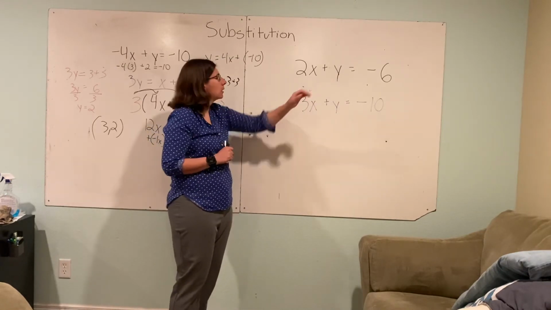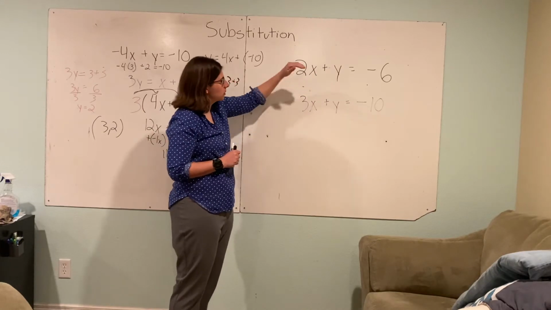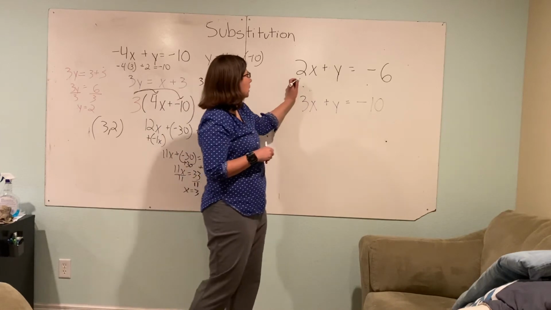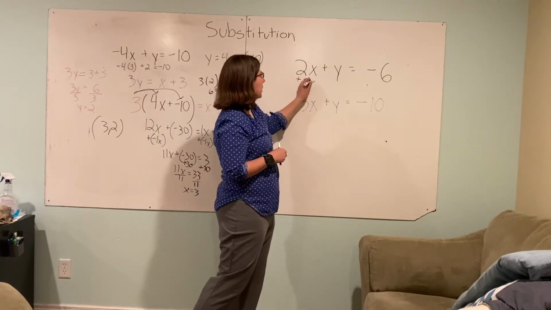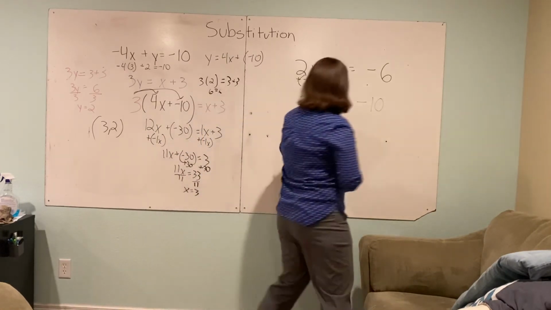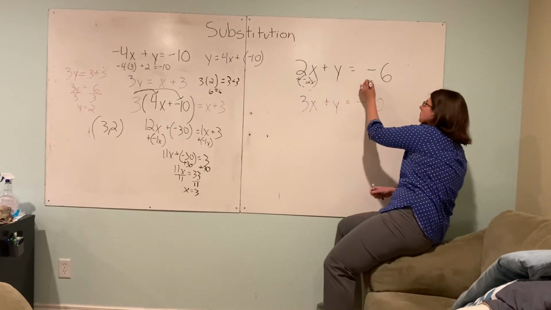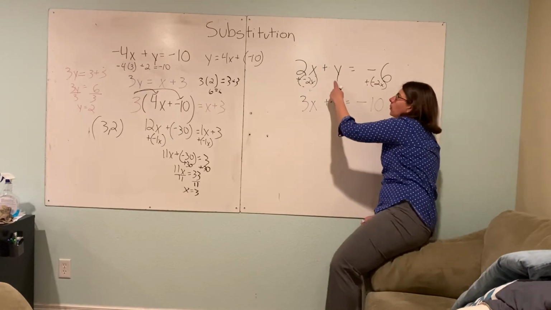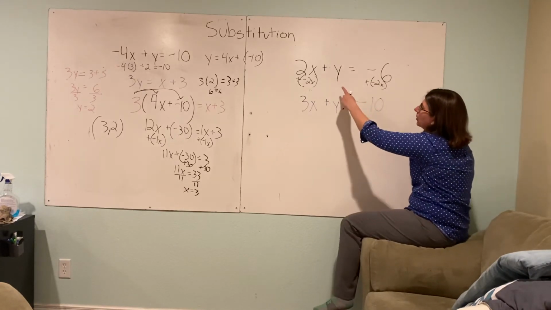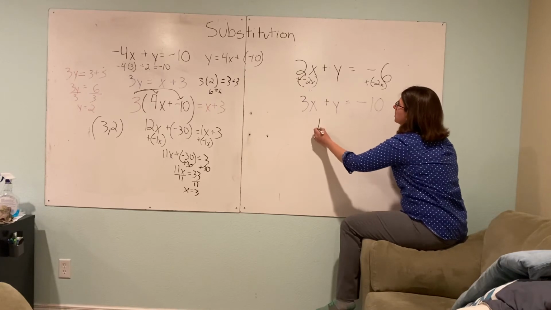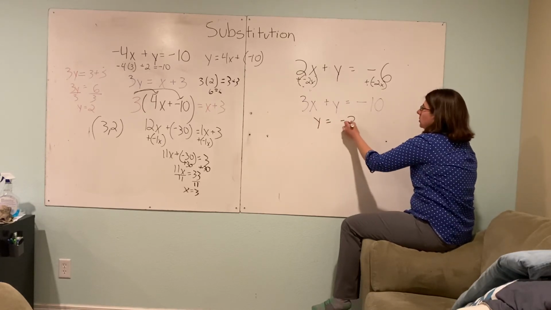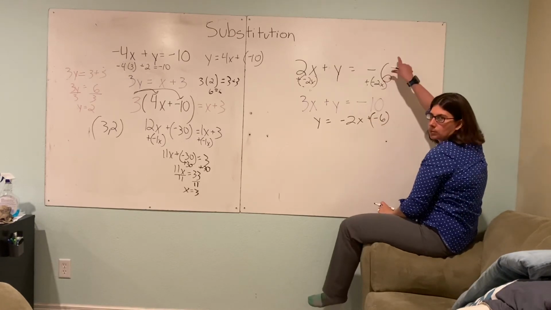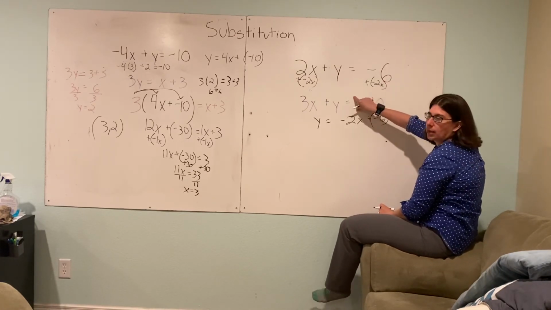Okay, so now we're going to get this y by itself. So we're going to move our 2x to the other side. It's a positive 2x, so we're going to add -2x or subtract 2x from both sides. Okay, when we do that, that's going to leave us with y equals -2x plus -6.